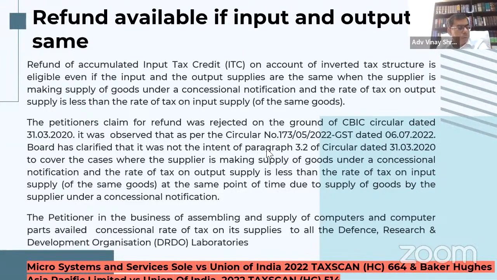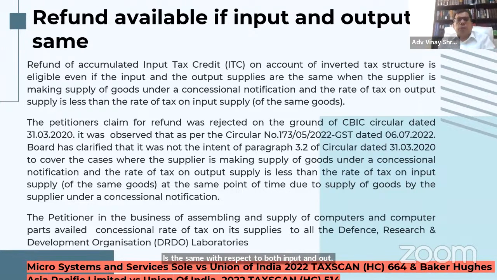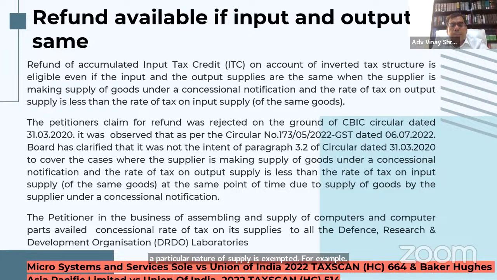Now, another doubt which arises is that suppose the rate of tax which is mentioned in the tariff is the same with respect to both input and output, but a particular nature of supply is exempted. For example, in this particular case, what happened was that the item was taxable at a full rate. So they were all items of, say, supply of computer.